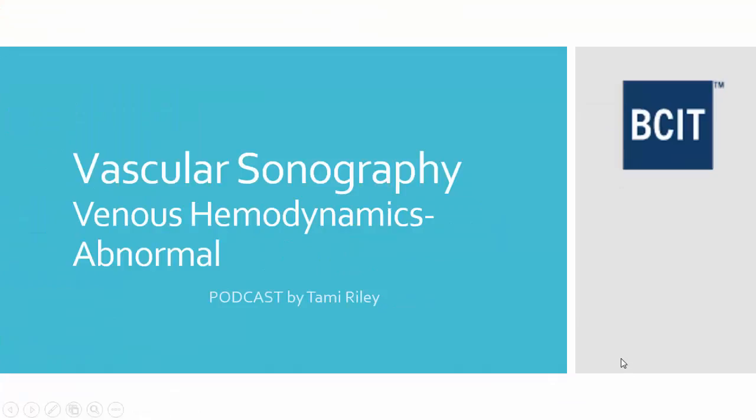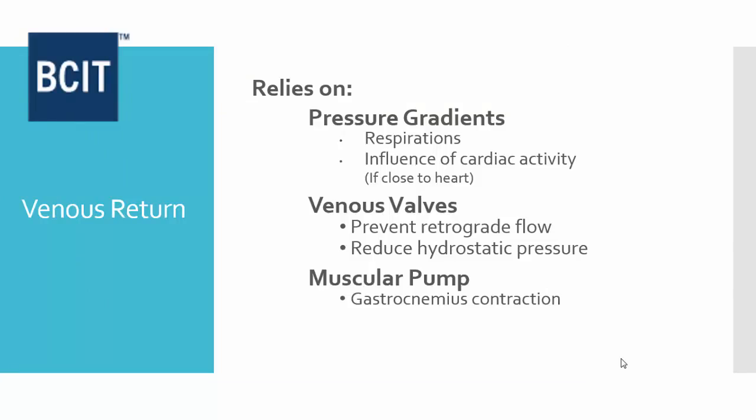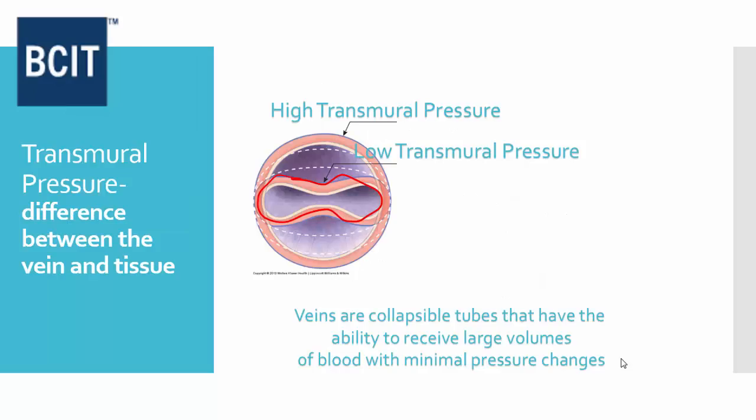Let's have a look at abnormal venous hemodynamics. So we know that venous return relies on the pressure gradients of our respirations and of the cardiac influence, what's happening in the right atrium. We also know that venous valves help to prevent retrograde flow and reduce hydrostatic pressure. We also rely on a muscular pump to help accelerate blood from our lower extremities up to the right atrium. So that gastrocnemius contraction, or calf muscle contraction, helps to propel that blood.